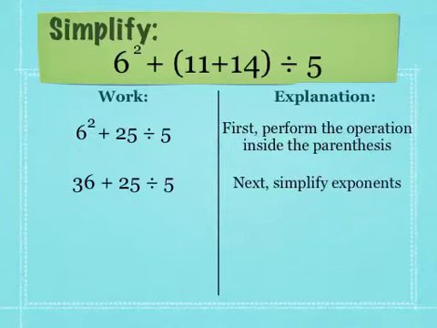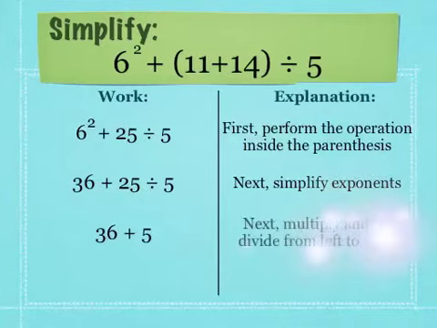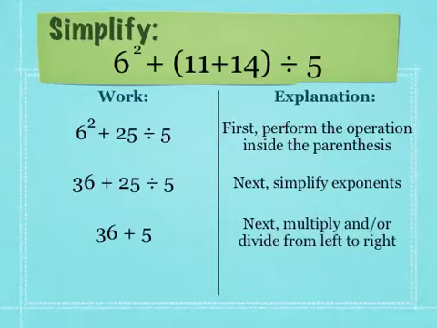The next thing that I look for when I'm using the order of operations is multiplication or division. There is no multiplication in this problem, but there is division. The division problem is 25 divided by 5. 25 divided by 5 is 5. So now I have 36 plus 5. The explanation would be next multiply and or divide from left to right.